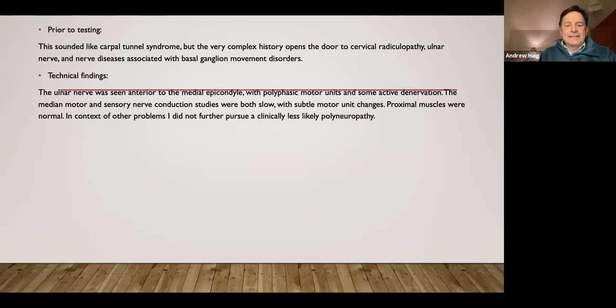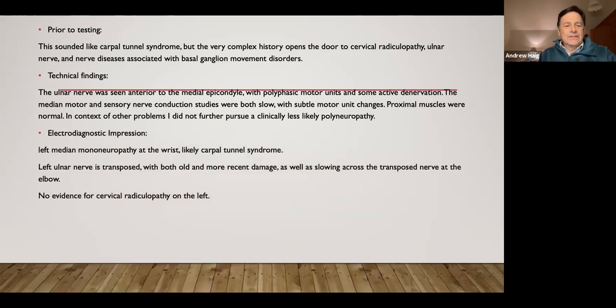The median motor and sensory conduction studies were both slow with some subtle motor unit changes in the abductor pollicis brevis. Proximal muscles were normal. In the context of other problems, I didn't further pursue a clinically much less likely polyneuropathy. So somebody reading this technically can go, I get what you meant there. Electrodiagnostic impression. Left median mononeuropathy at the wrist. I've gotten the habit of saying likely carpal tunnel, which belongs down below, but I did.